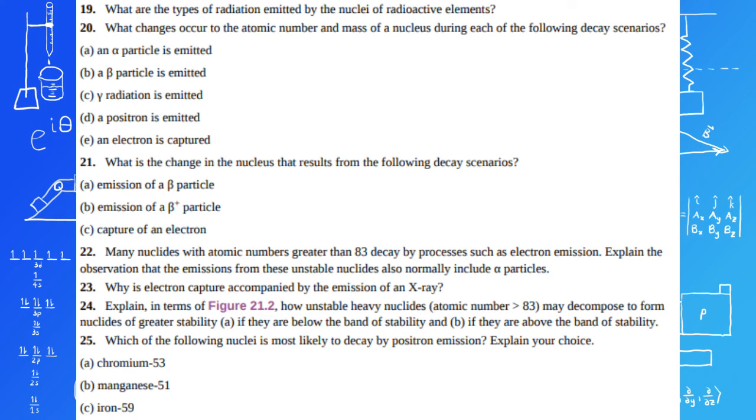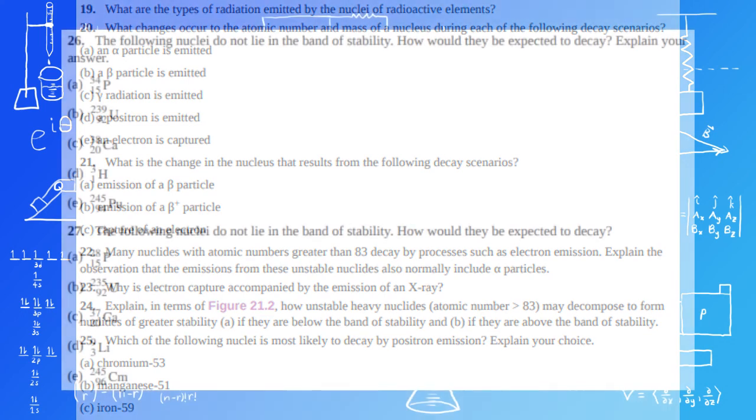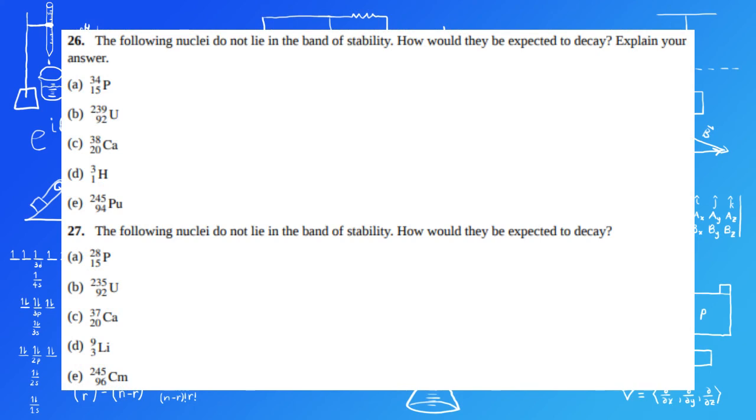Let's see, that was 25. Let's take a look at this set. The following nuclei do not lie in the band of stability. How would they be expected to decay? So again, look at their neutron to proton ratios versus what they ought to be in order to be stable. And from there, predict whether they're going to undergo beta decay or positron emission or alpha decay. And of course, if you don't like positron emission, electron capture is an equivalent process.